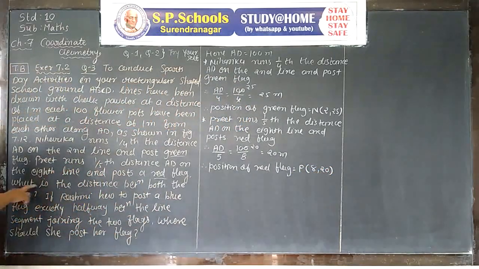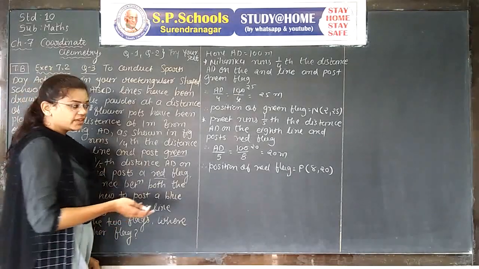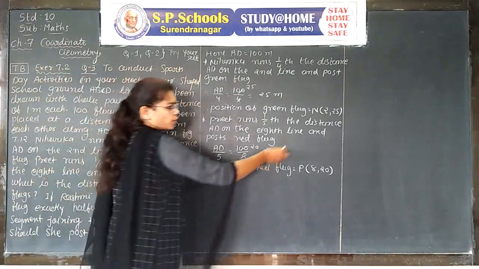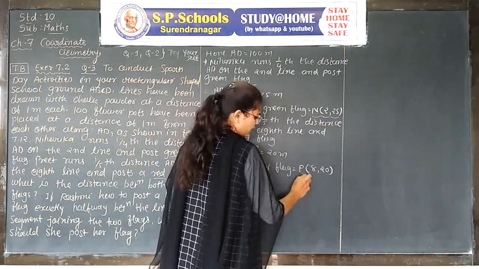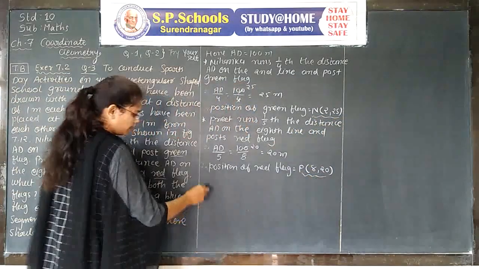Now we need to find what is the distance between both the flags. The distance between both the flags means the distance between the two points N (2, 25) and P (8, 20).